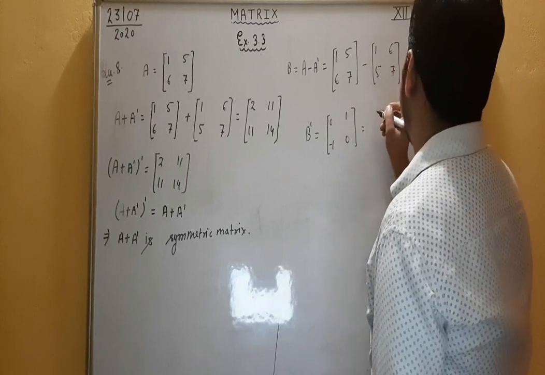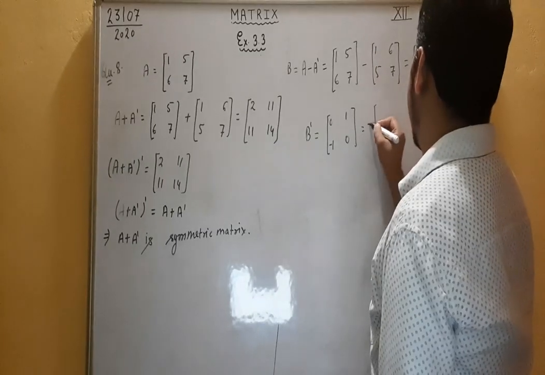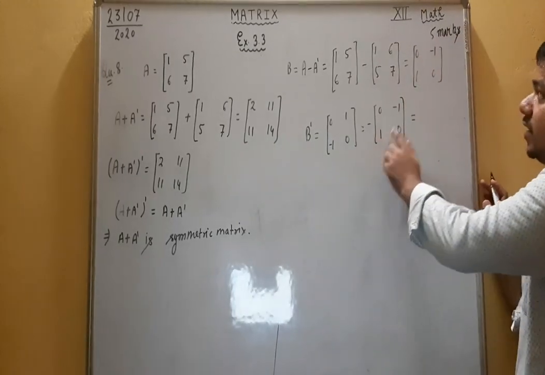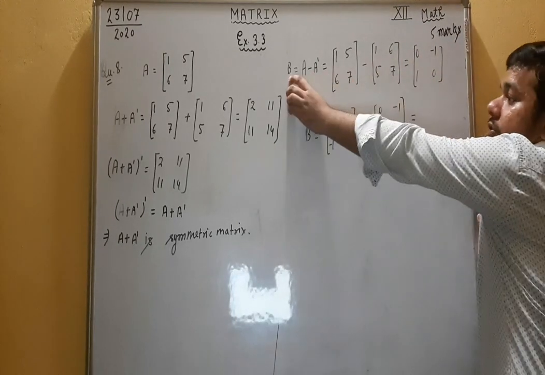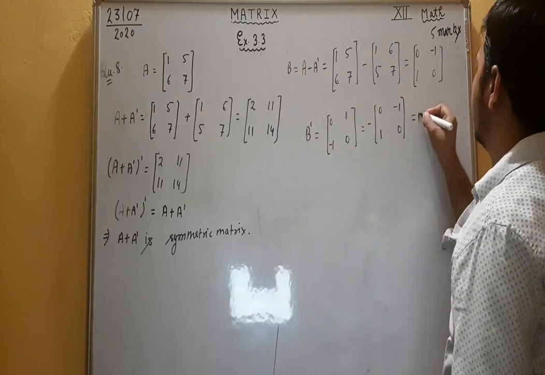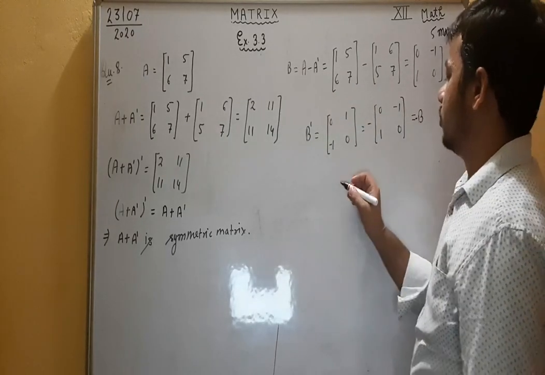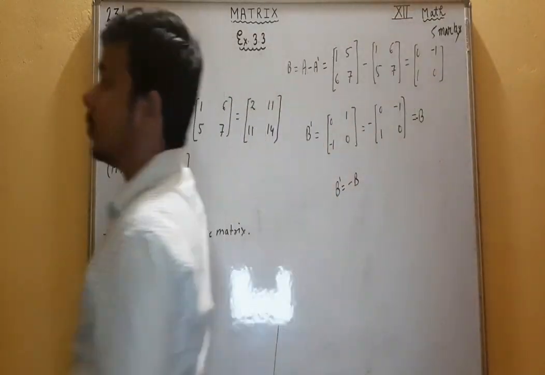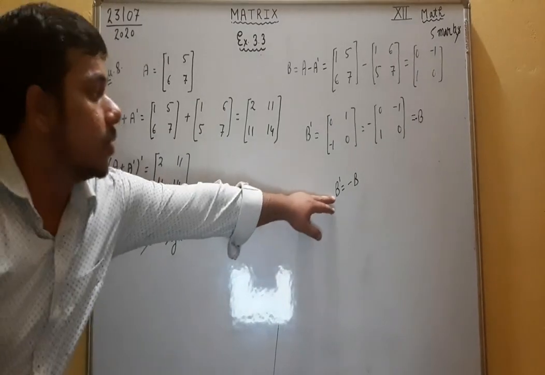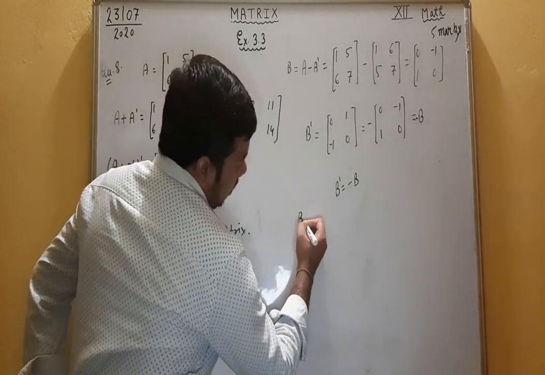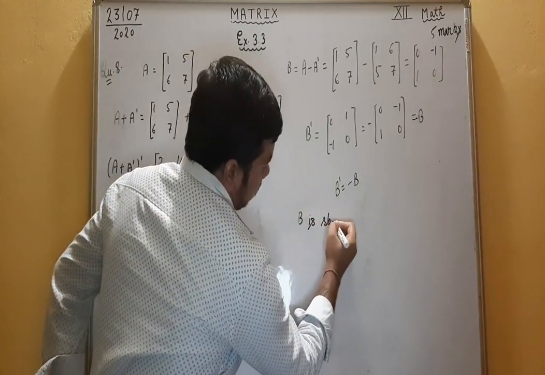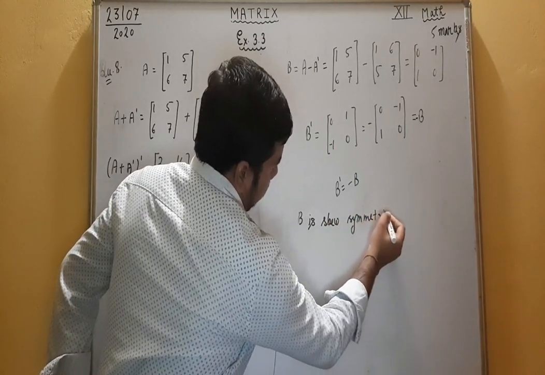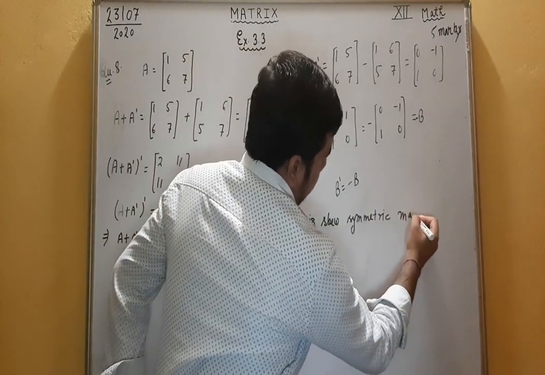That minus can be taken out. Minus 0, 1, minus 1, 0. See, this matrix and this matrix are the same. And this matrix is what? This matrix is B. And minus is out. Means B dash is equal to minus B. Means the transpose of B is equal to the negative of B. This implies that B is a skew symmetric matrix. Right? B is a skew symmetric matrix.